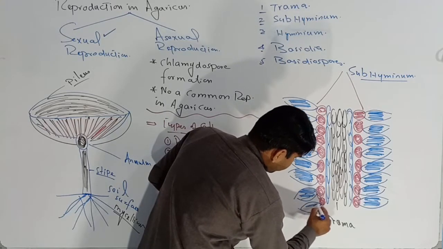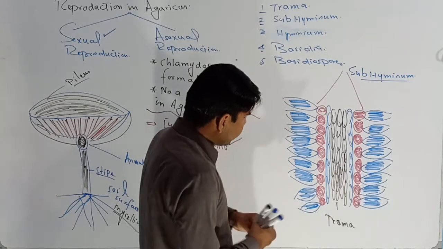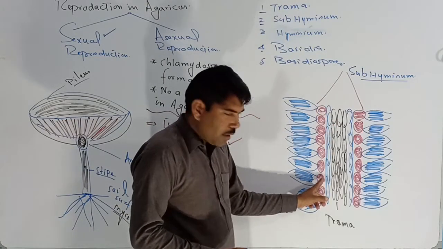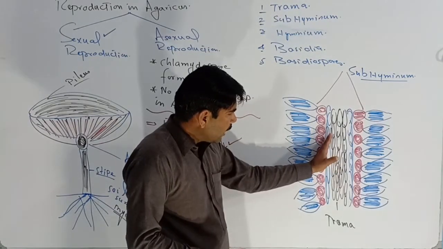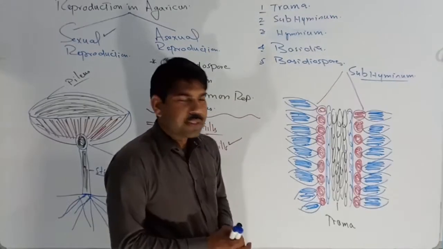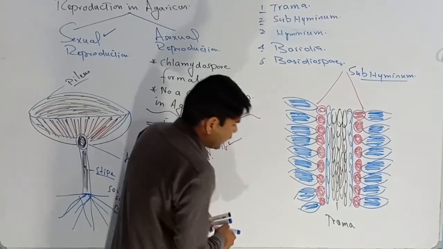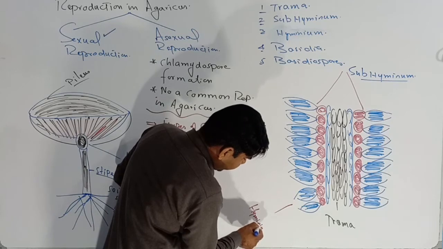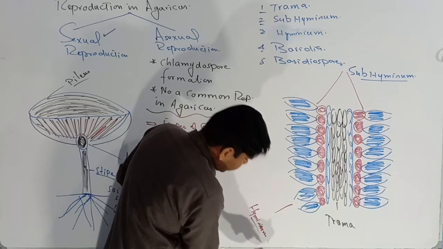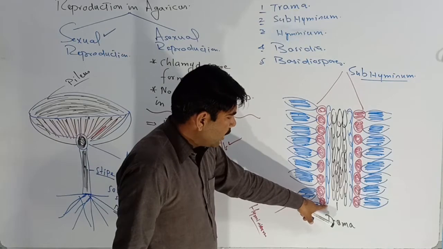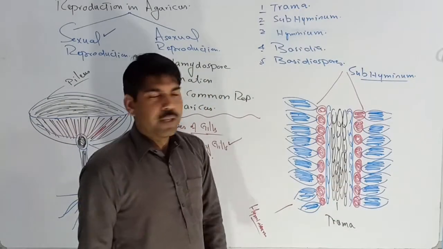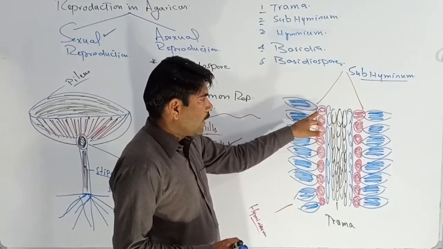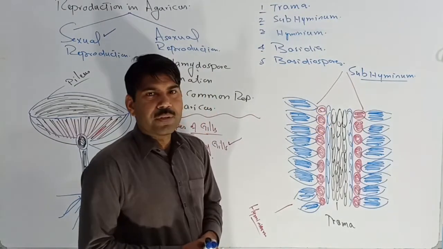It means the layer present inner to this hymenium layer is known as subhymenium, and after this subhymenium there is another layer, which is known as hymenium. So I can label here, this one is hymenium. This is hymenium, this one is subhymenium, and this is known as trama. So what will happen after the subhymenium layer? The hymenium is produced.